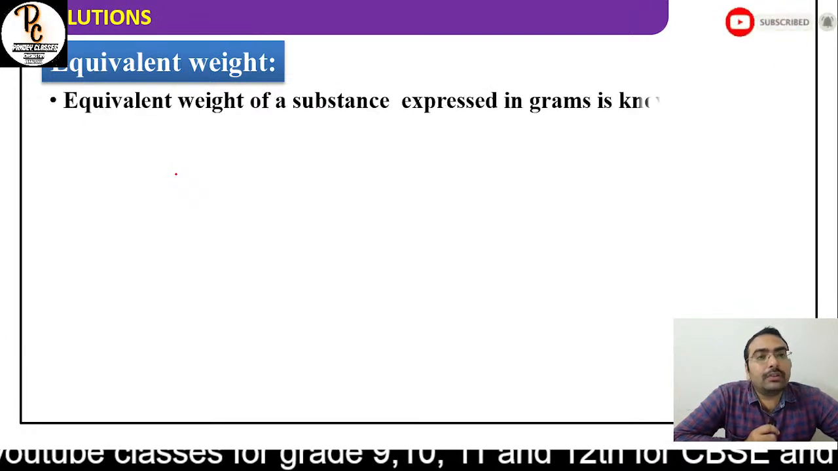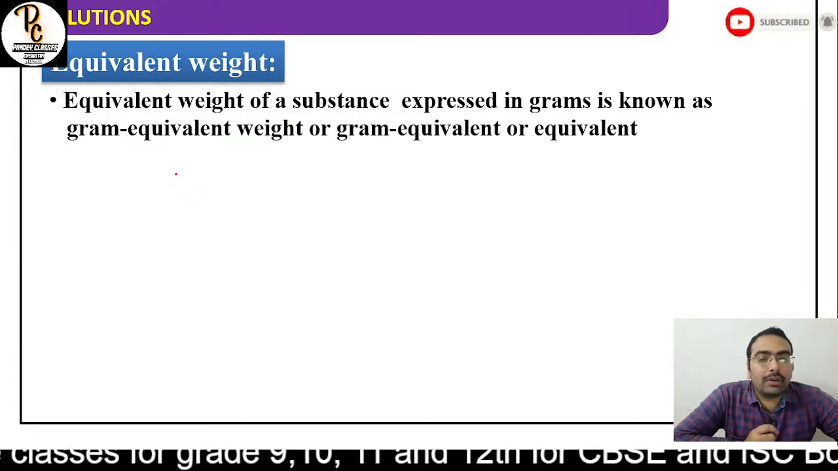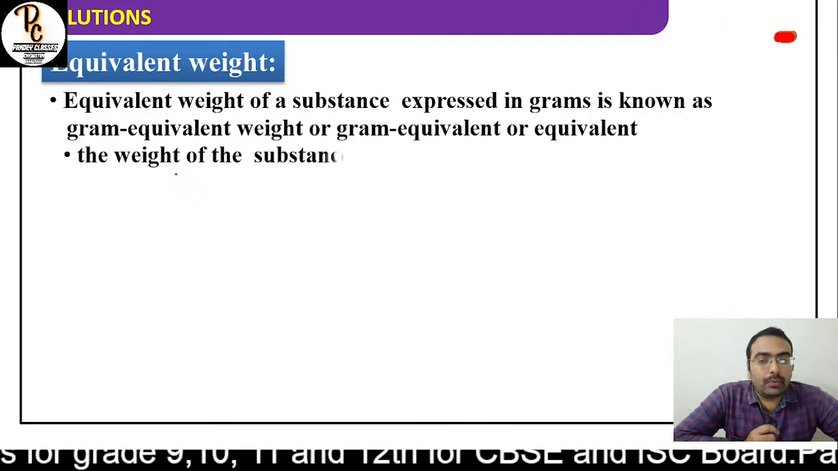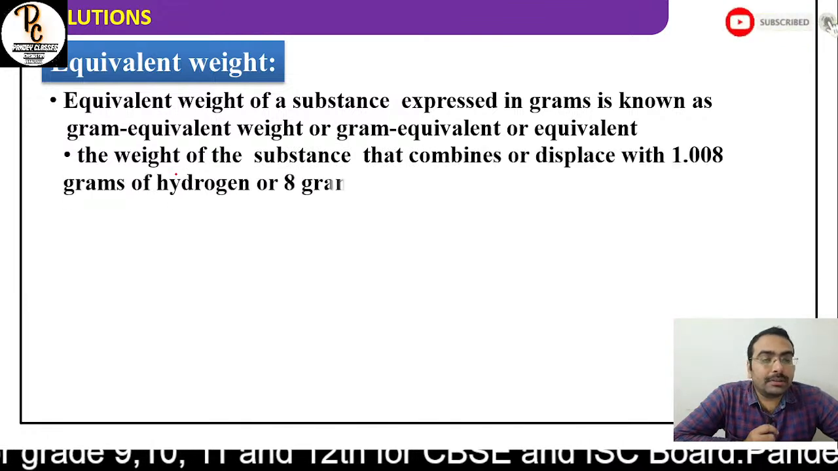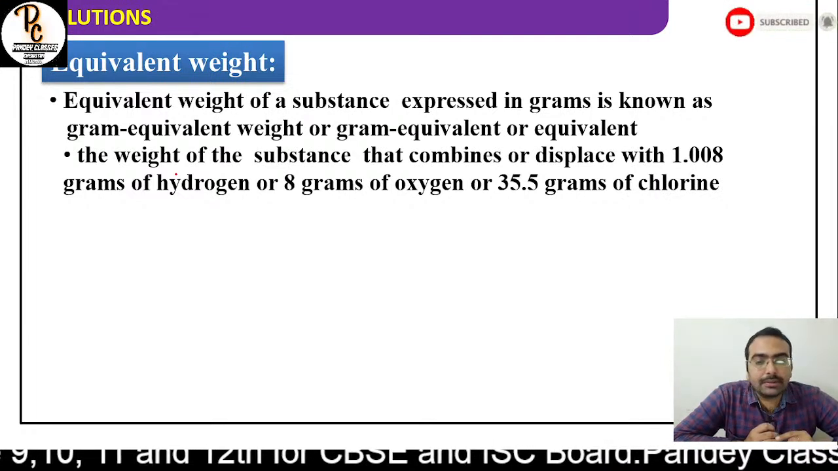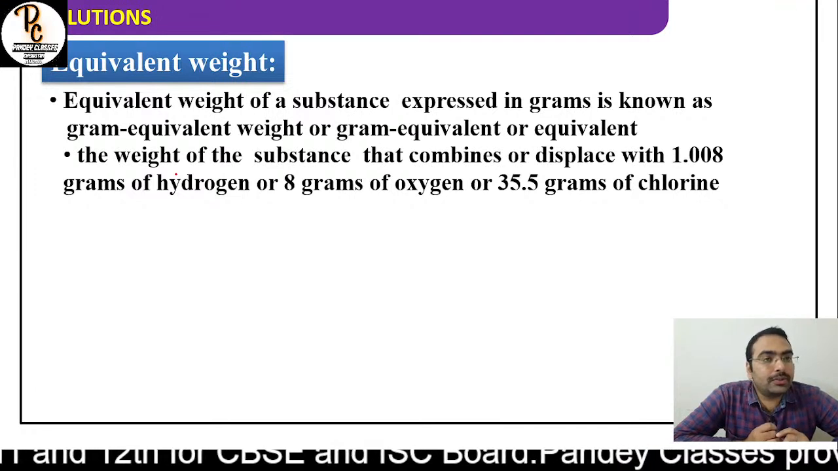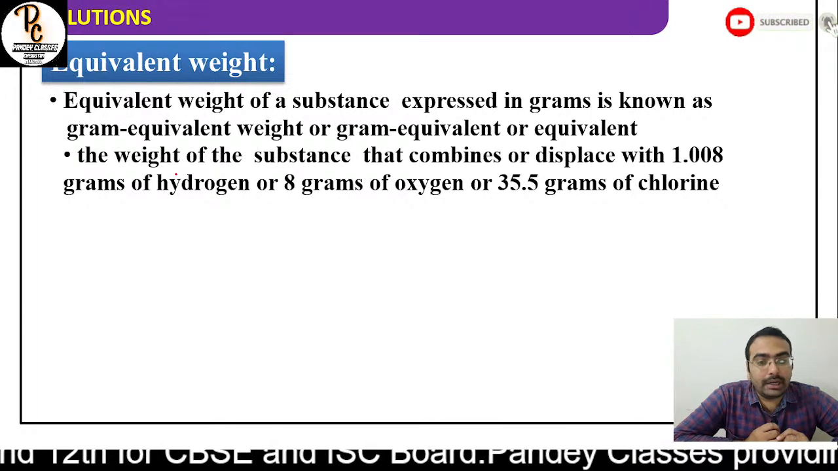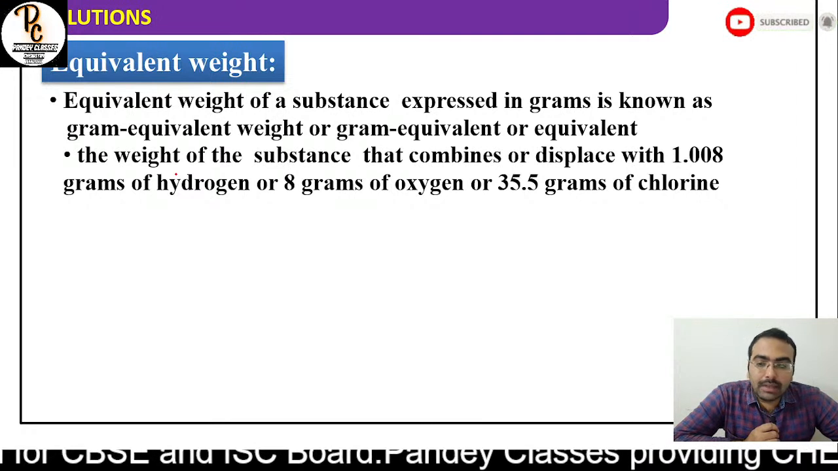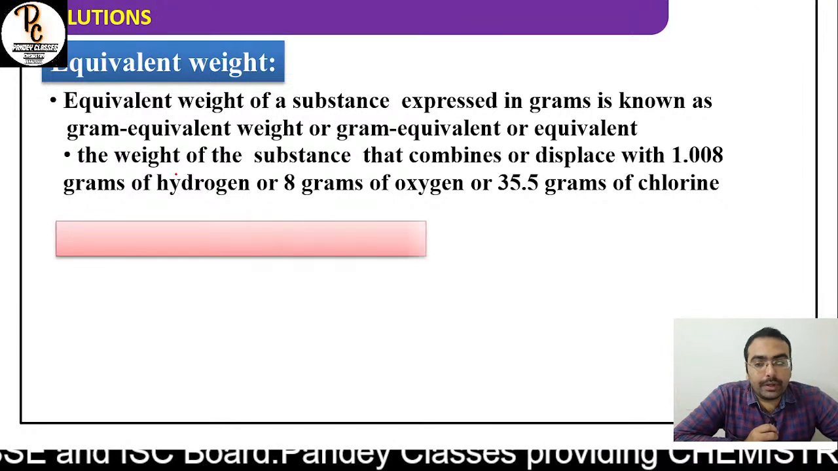Equivalent weight of a substance is expressed in grams and is known as gram equivalent weight or gram equivalent, or equivalent simply. This is the standard definition: the weight of the substance that combines or displaces 1.008 grams of hydrogen or 8 grams of oxygen or 35.5 gram of chlorine. That weight of the substance we call equivalent weight.